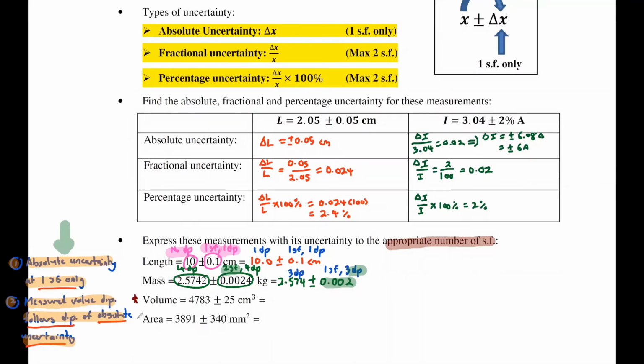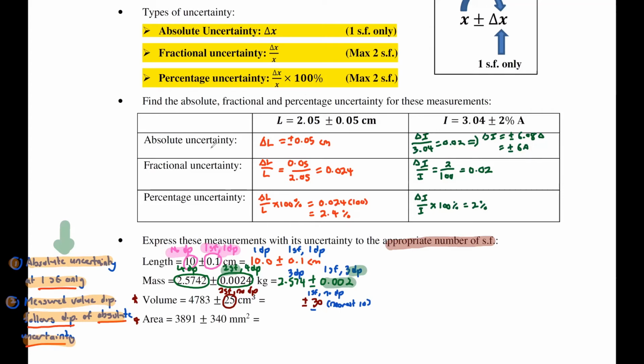The last two examples do not have any decimal places to work with. For example, volume equals 4,783 plus minus 25 centimeter cube. The absolute uncertainty here is in 2 SF, but having no dp. Under the first rule, the absolute uncertainty must be written in 1 SF, giving us plus minus 30. So now we have 1 SF, no dp. In the process of changing it to 1 SF, we were actually rounding it up to the nearest 10.